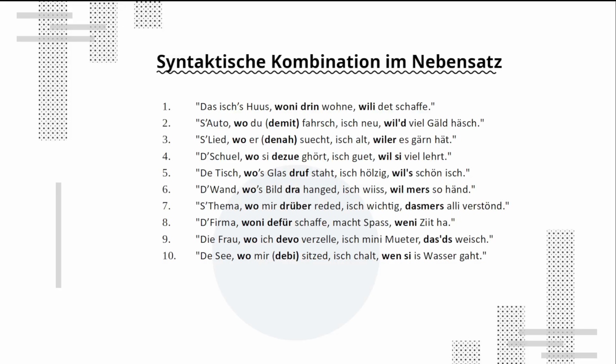Der Tisch, wo das Glas drauf steht, ist hölzig, weil es schön ist. The table on which the glass is standing is wooden because it's nice or looks nice. Next one. Die Wand, wo das Bild dran hängt, ist weiss, weil wir es so haben. The wall where the picture is hanging is white because we have it like this.